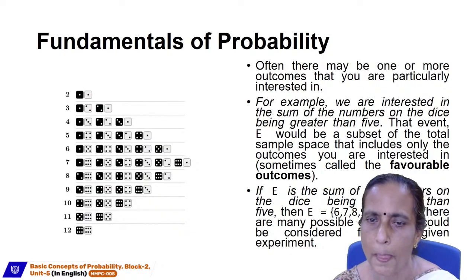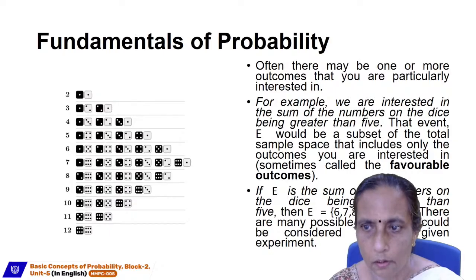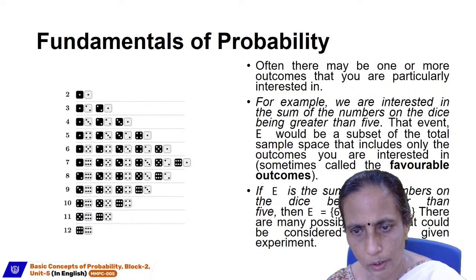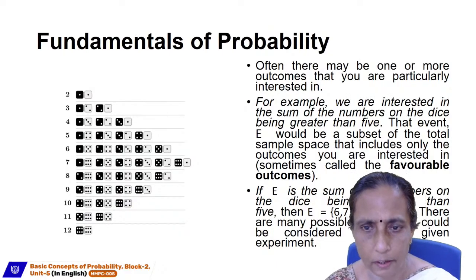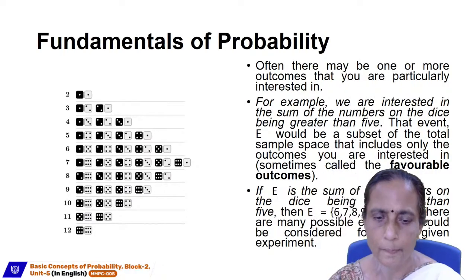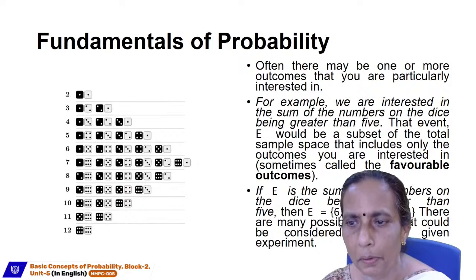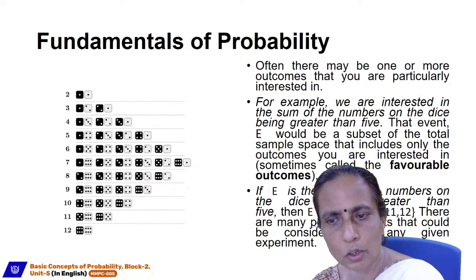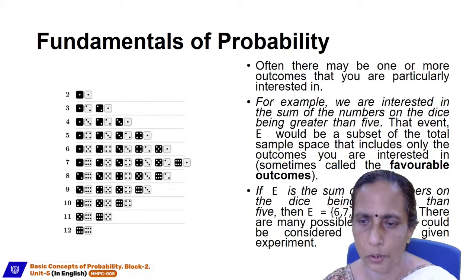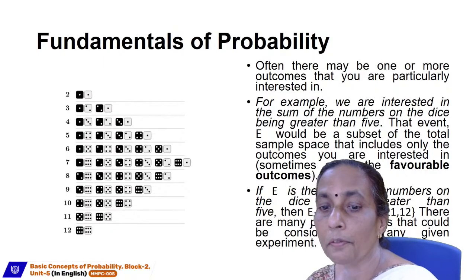Often there may be one or more outcomes that you are particularly interested in. For example, we are interested in the sum of numbers on the dice being greater than 5. That means, what is the probability that, when I am rolling two dice simultaneously, the sum of the two numbers on the dice is greater than 5? The event, say E, would be a subset of the total sample space. E would be the subset that includes all the outcomes that we are interested in, that is, all those for which the sum is greater than 5.